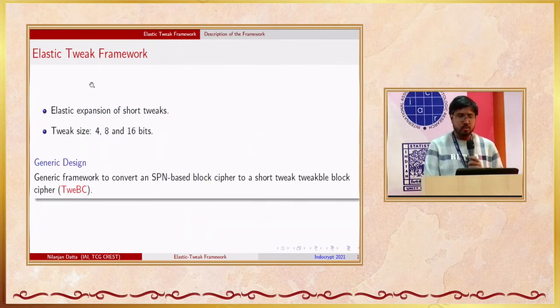So in that respect, we propose this framework called Elastic Tweak that captures elastic expansion of short tweaks, and we typically consider tweak sizes of 4, 8, and 16 bits. This is a generic framework that converts any SPN-based block cipher to a short tweakable block cipher that we call 2EBC. So we can convert a block cipher according to this to 2EBC.